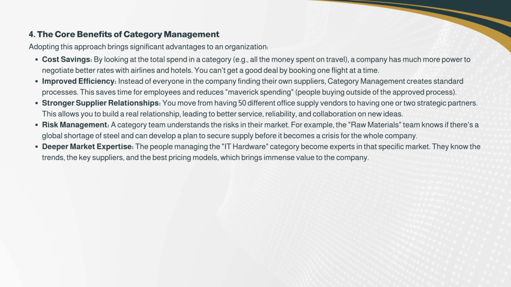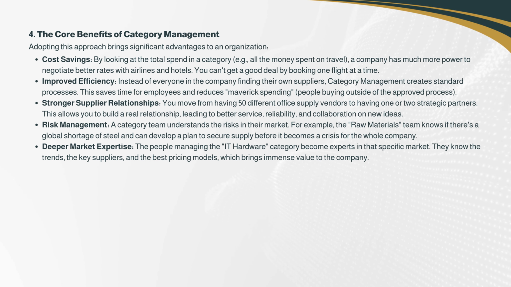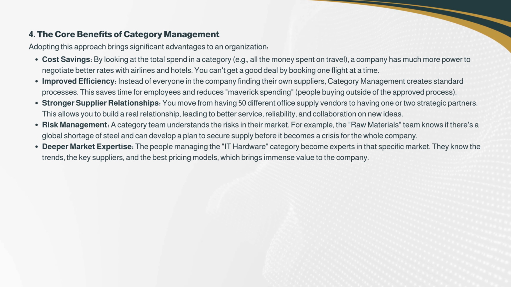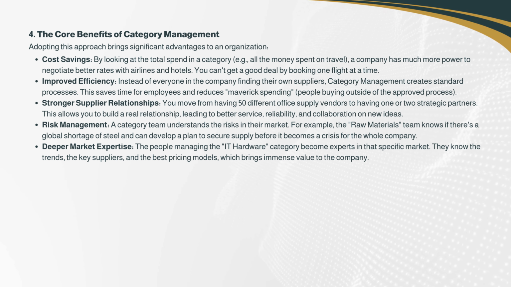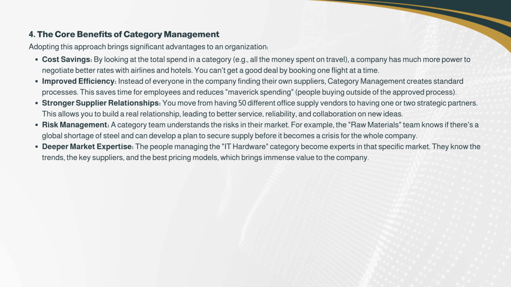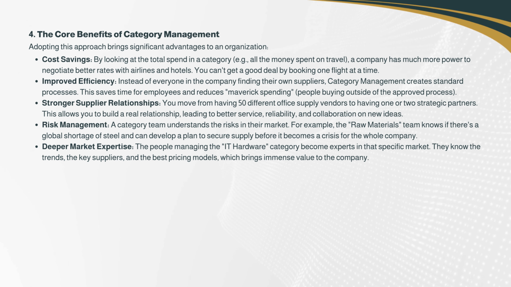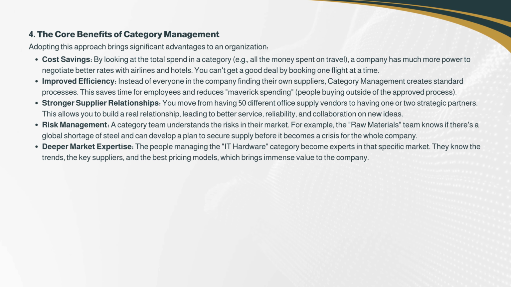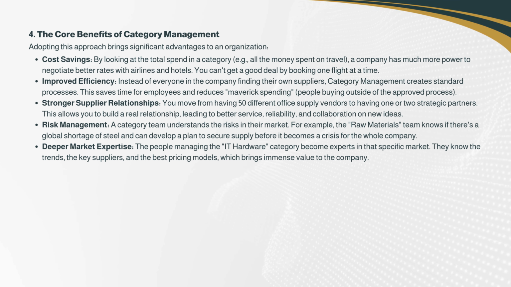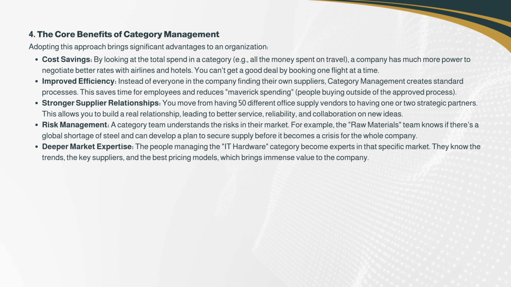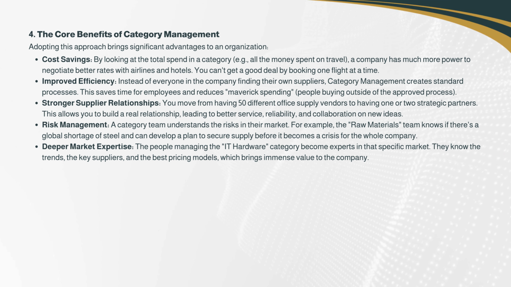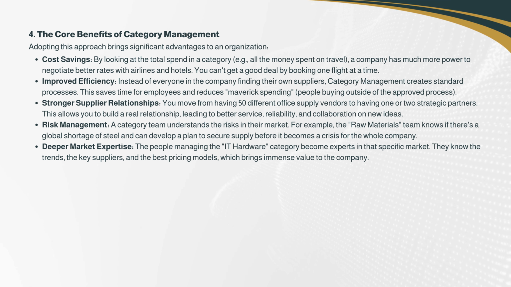Improved efficiency. Instead of everyone in the company finding their own suppliers, category management creates standard processes. This saves time for employees and reduces maverick spending, people buying outside of the approved process. Stronger supplier relationships. You move from having 50 different office supply vendors to having 1 or 2 strategic partners. This allows you to build a real relationship, leading to better service, reliability, and collaboration on new ideas.